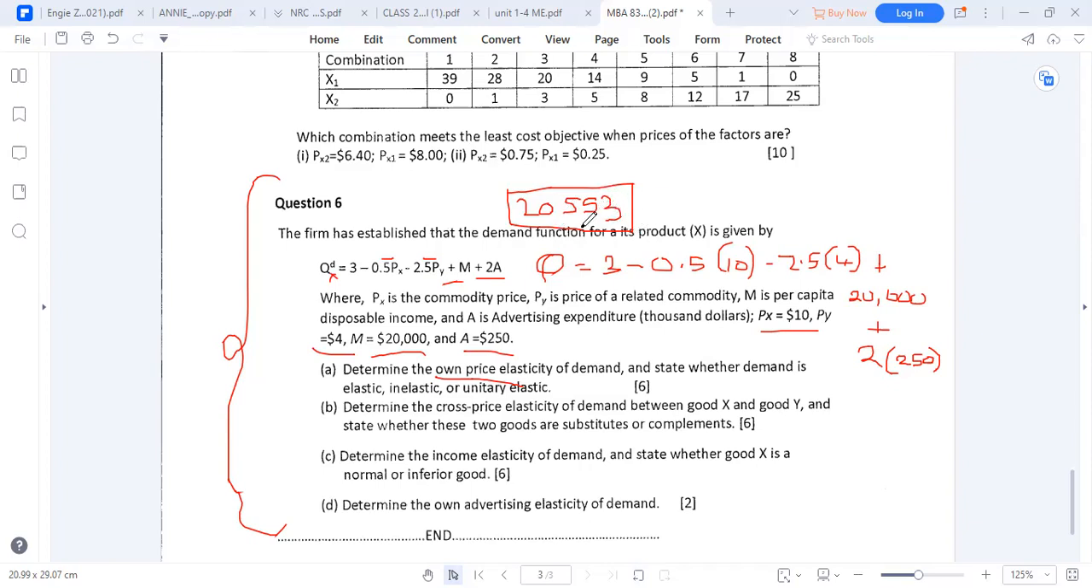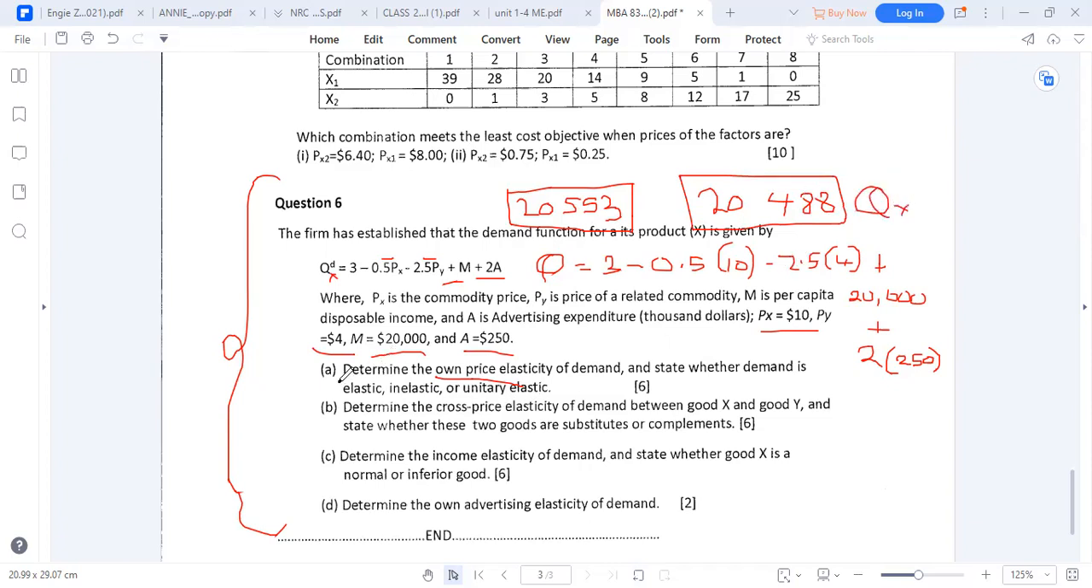50,553. I don't know why this figure is looking a little bit odd to me. It's not. I have 20,488. Yeah, this one is what I remember. So 20,488, correct. This is our Q.